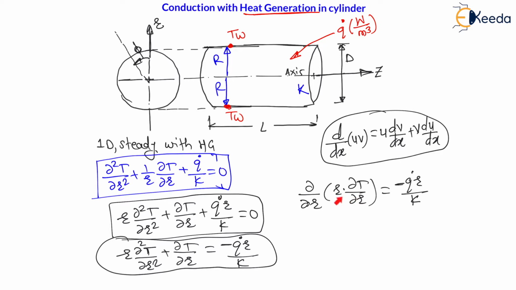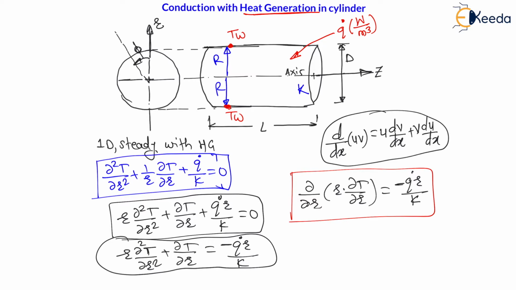See here, if I expand this, then first, r constant and the derivative of ∂T/∂r, that is ∂²T/∂r², plus ∂T/∂r constant and the derivative of r with respect to r, which becomes 1. It means we get the same expansion. Therefore the same term, r ∂²T/∂r² + ∂T/∂r, we can write as ∂/∂r of (r ∂T/∂r). Now, my dear students, this will be our expression.